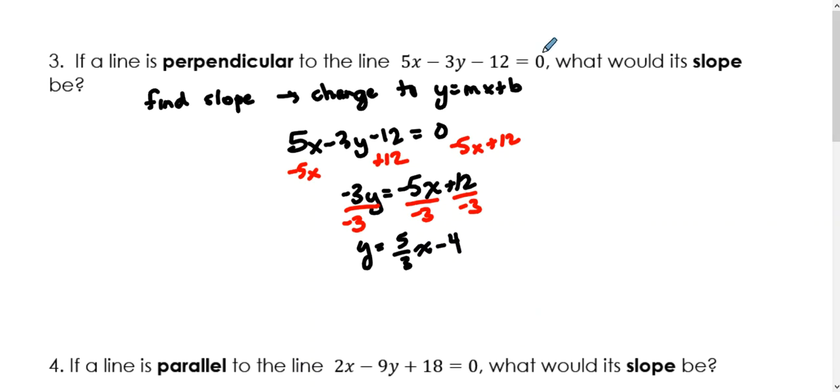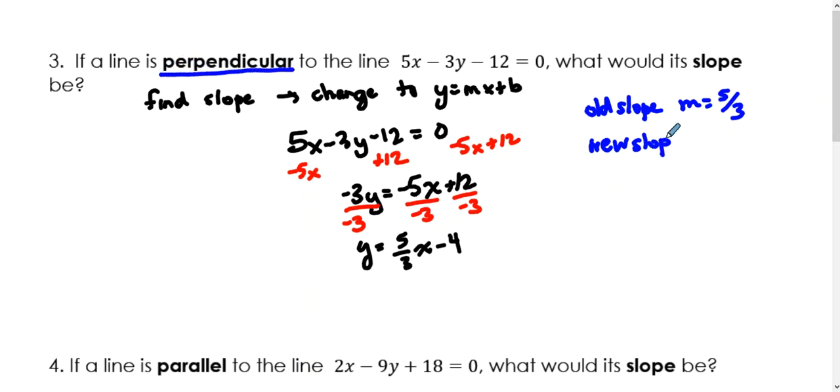So we know from this that my old slope, m equals 5 over 3. Well, our new slope has to be perpendicular, so it's got to be a negative reciprocal. So negative 3 over 5. Done.